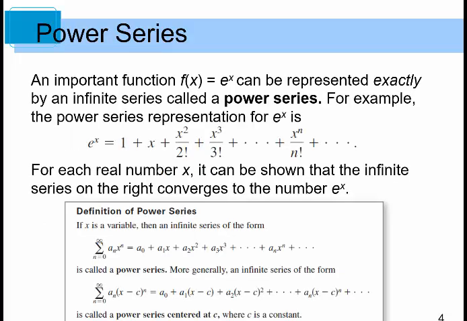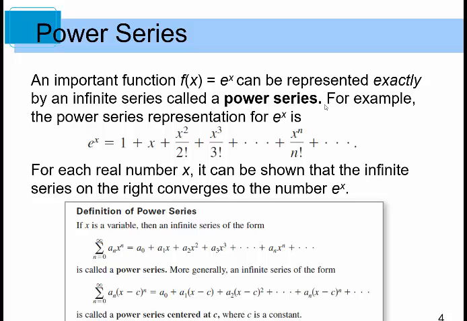Okay, so what exactly is a power series? An important function here, f of x equals e to the x, can be represented exactly by an infinite series called a power series. So for example, the power series representation of e to the x is e to the x equals 1 plus x plus x squared over 2 factorial, x cubed over 3 factorial, dot, dot, dot, x to the n over n factorial, all right? And this is for each real number x. It can be shown that the infinite series on the right converges to the number e to the x.